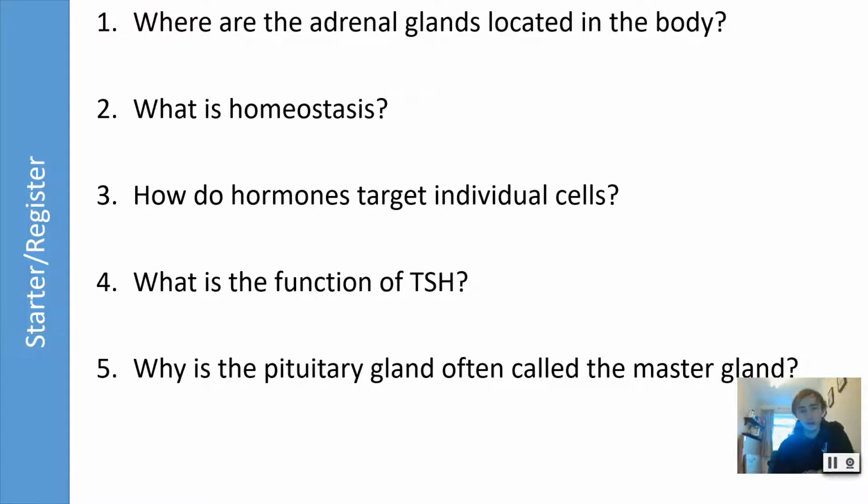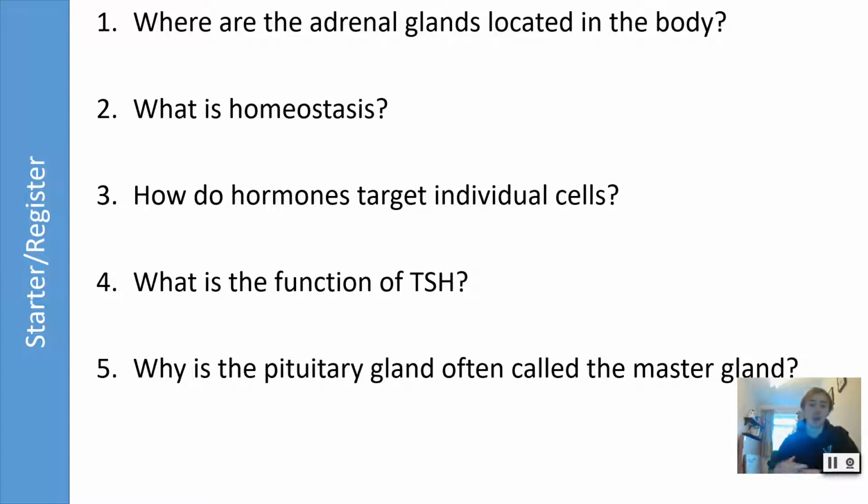Where are the adrenal glands located in the body? You should have written on top of the kidneys. What is homeostasis? You should have written how the body maintains its internal conditions and keeps them constant. How do hormones target individual cells? Well, the individual cells have receptors on them, so that the hormones only attach to the cells that are their targets. What is the function of TSH? It's to cause the thyroid to release thyroxine.